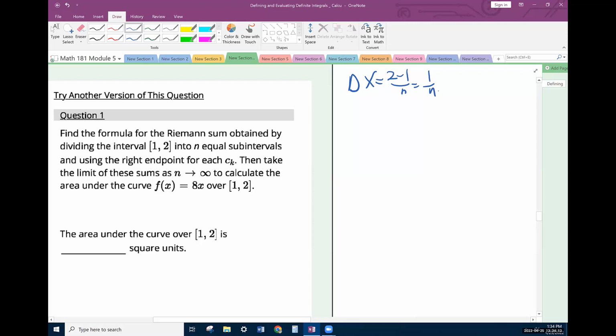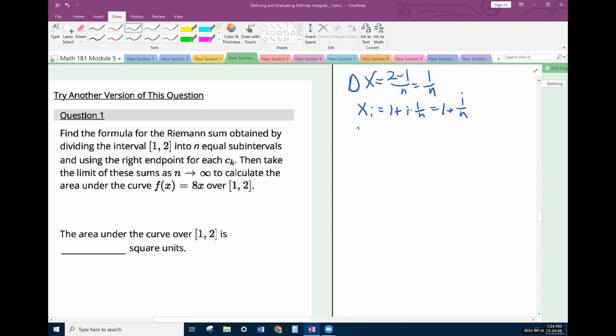And then our xi, this is going to be a little different than last time. Up to this point, our left endpoint was 0. Now it's a 1. And I worked that all out wrong. It's going to be 1 plus i times 1 over n. So it's 1 plus i over n.